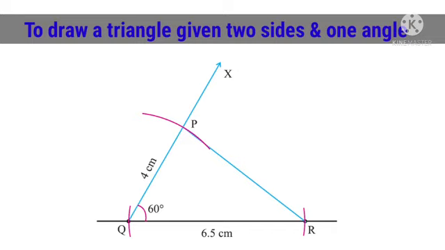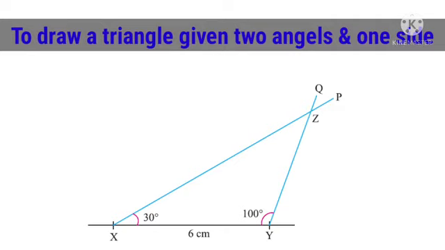Now to draw a triangle given two sides and one angle, you have already done this construction. First you draw the base side QR of 6.5 cm. Then draw an angle of 60 degrees with the help of a protractor, and then you draw PQ of 4 cm with the help of a compass and then join PR. We get the triangle PQR.